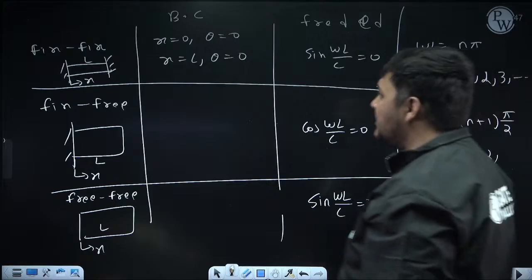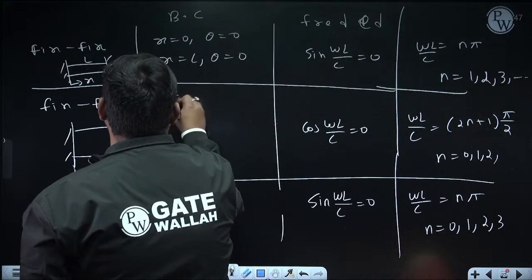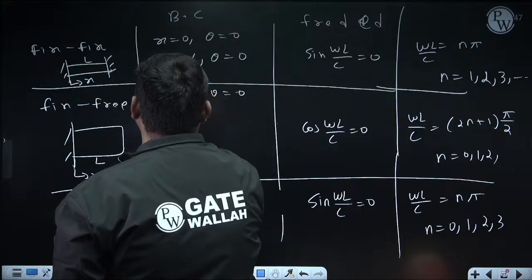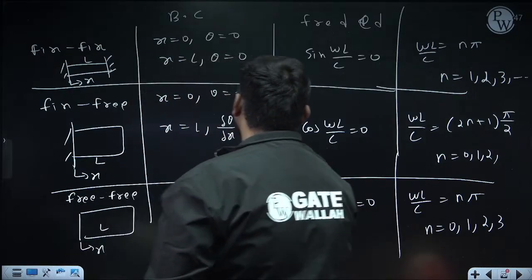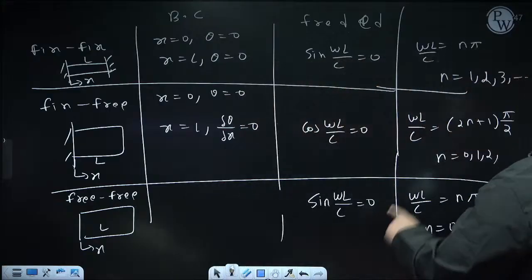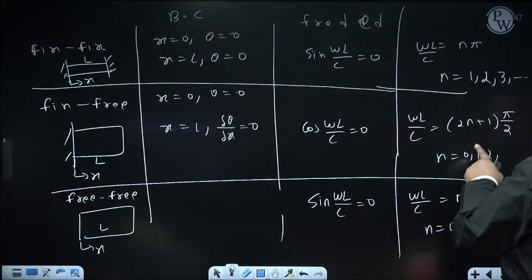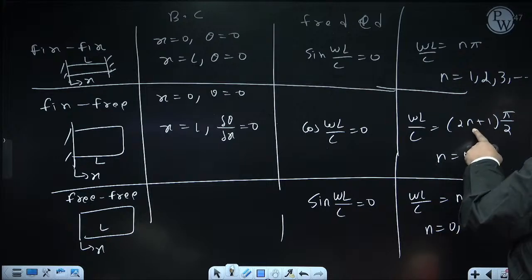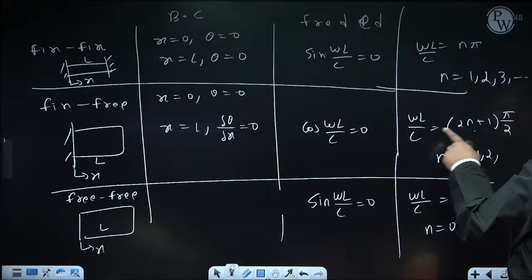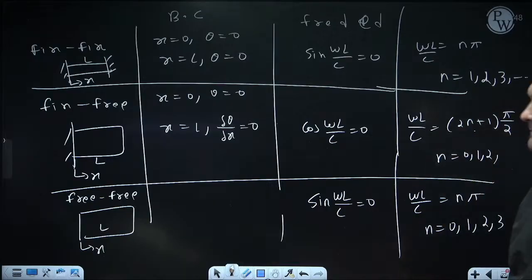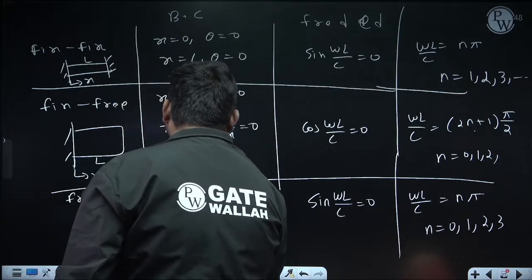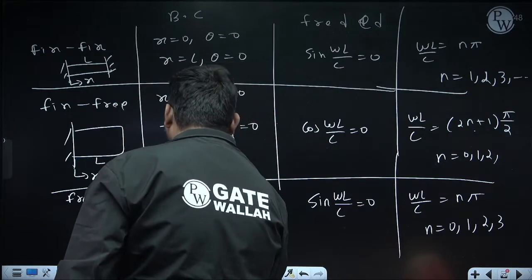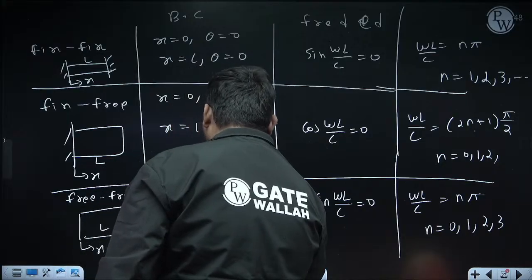If it is fixed-free, at x equal to 0 it is fixed, so theta will be 0. At x equal to L it is free, so del theta by del x will be 0. The frequency equation is in terms of cos, so omega L by C equals (2n plus 1) pi by 2, and n starts from 0. If you put n equal to 0, it comes non-zero, which is the frequency of the fundamental mode. It will come pi by 2 into C by L. You can do the calculation. If it is free-free, at x equal to 0, del theta by del x is 0. At x equal to L also, del theta by del x is 0.